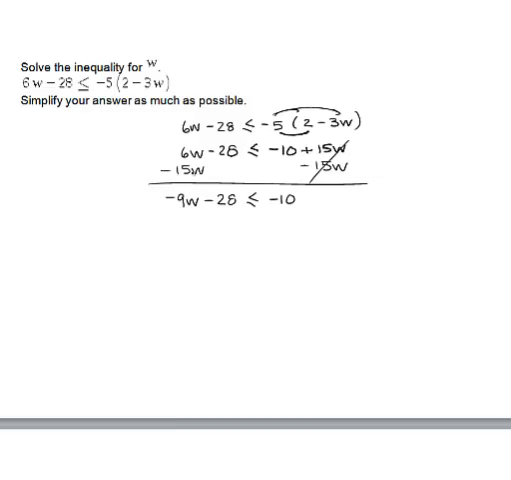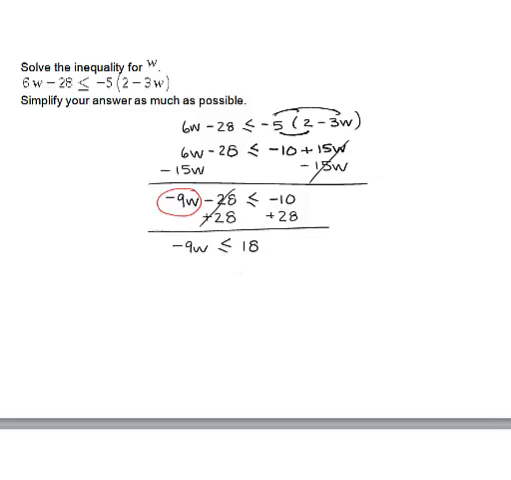And I take a look. So now I only have one term that contains my variable, and that's this negative 9w. So what am I doing to it? I'm subtracting 28, so I need to do the opposite and add 28 to it. So I have negative 9w, my 28's cancel, is less than or equal to positive 18. Negative 10 plus 28 is positive 18.